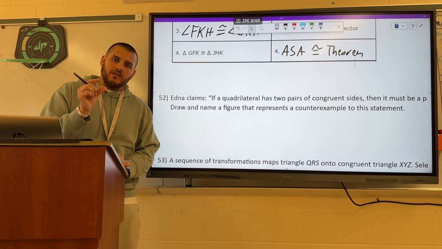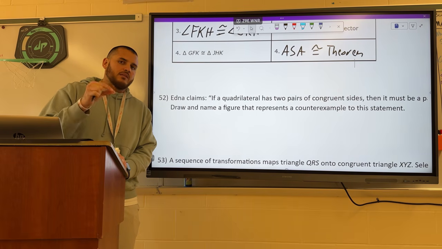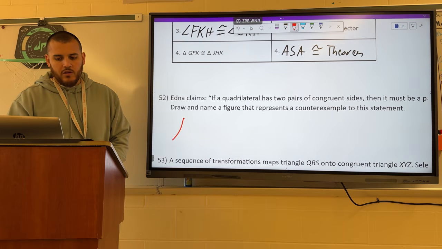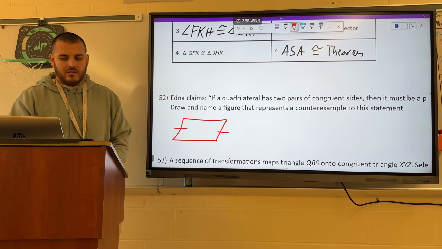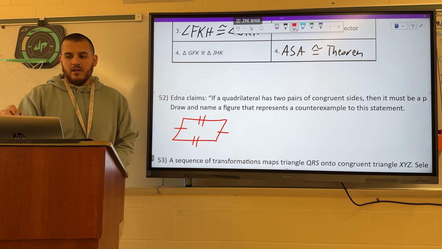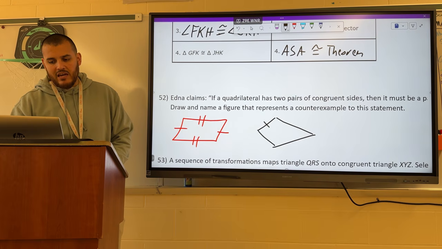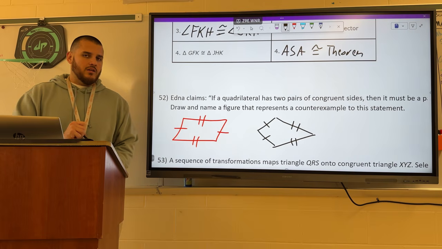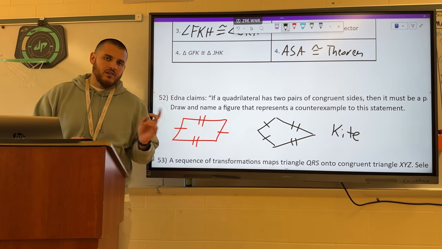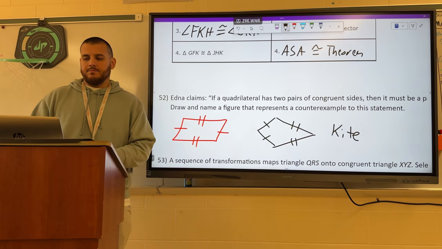There's a key word here that might have you confused right now. In a parallelogram, opposite sides are congruent to each other. So if you were to draw a four-sided shape where opposite sides are congruent, then yes, it has to be a parallelogram. However, there is a shape where consecutive sides are congruent to each other, and you need to know that that is called a kite. That also has two pairs of congruent sides, but is not a parallelogram.